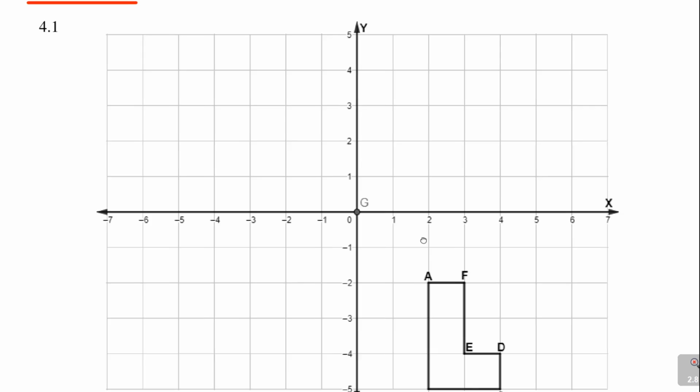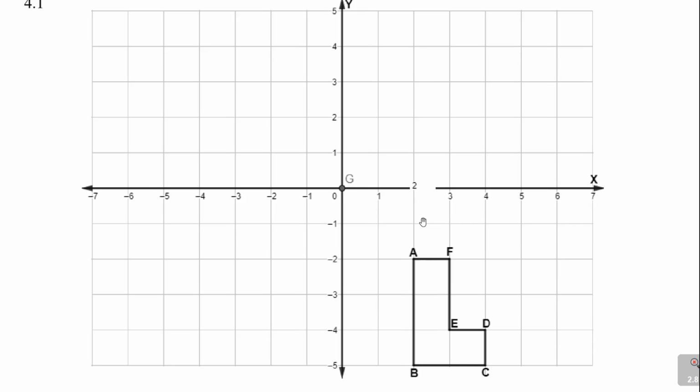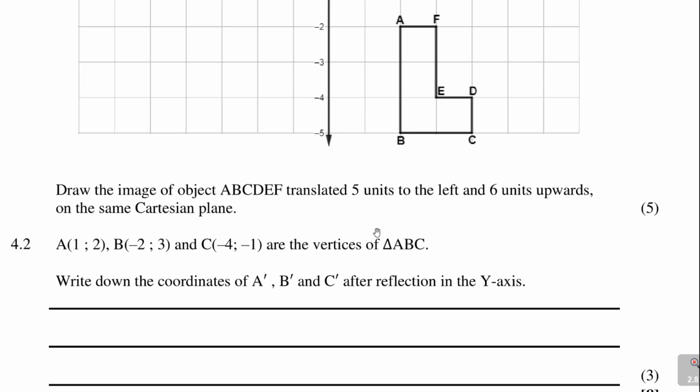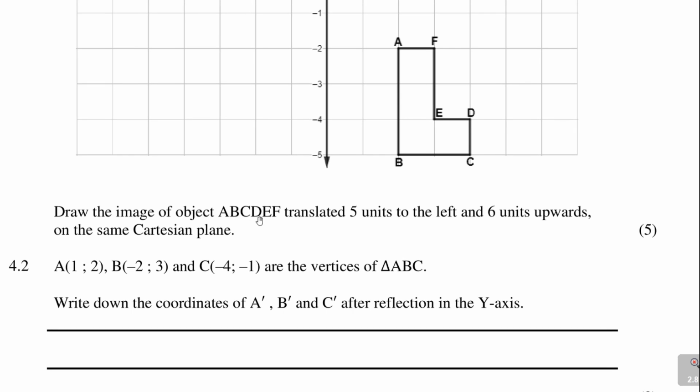So now let's look at question number 4. This is transformation. It says draw the image of the object. So this is the object A, B, C, D, E, F. Translate it. This is the key now. You are translating it 5 units to the left.